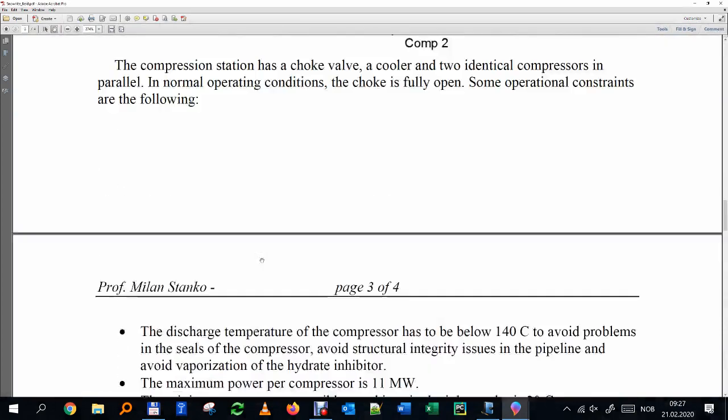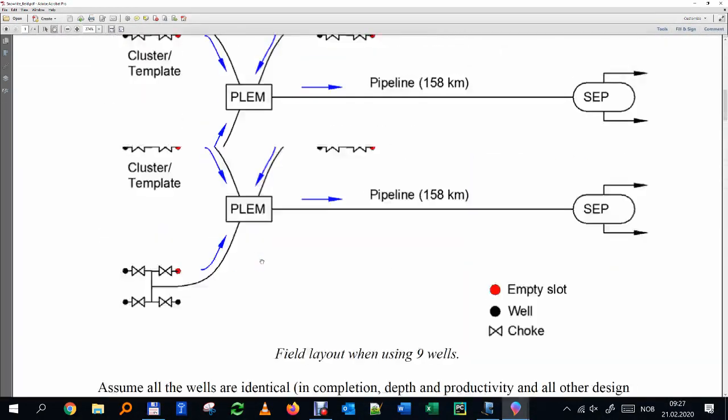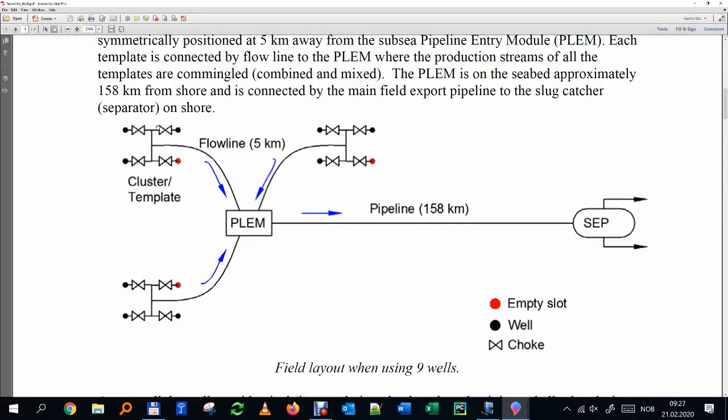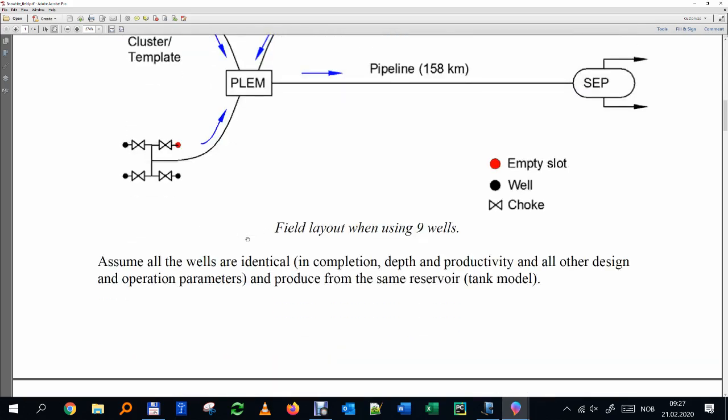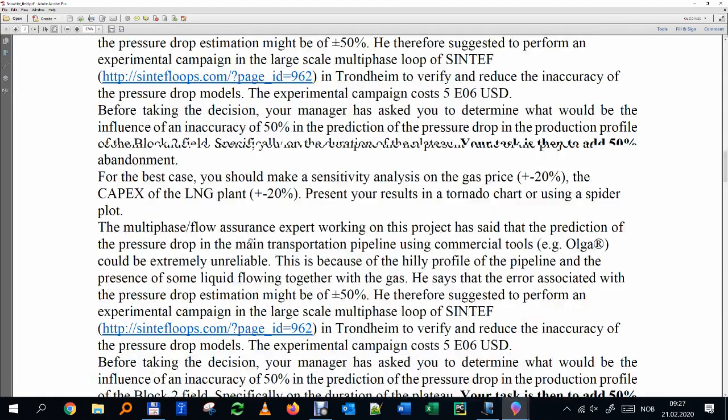Okay, in our simple sketch, it's simply this structure. It's a metal structure where I have 4 slots. In the center I have the collecting structure called the manifold or the production header, and from there I connect the flow line to the pipeline entry module. We're going to see later the layout, a bit more in detail, the layout of subsea systems.